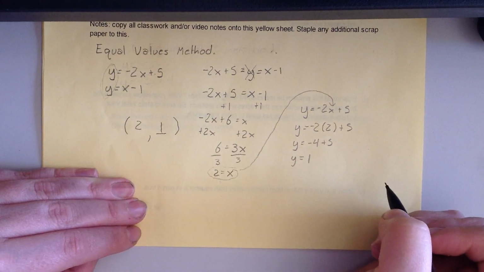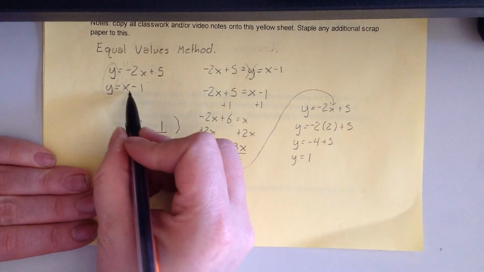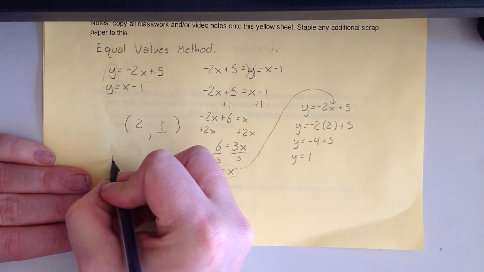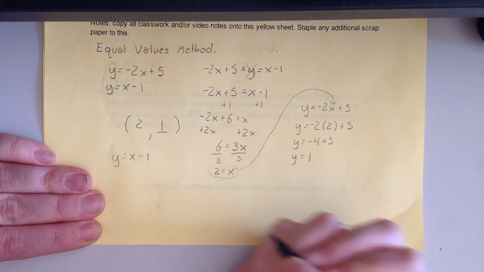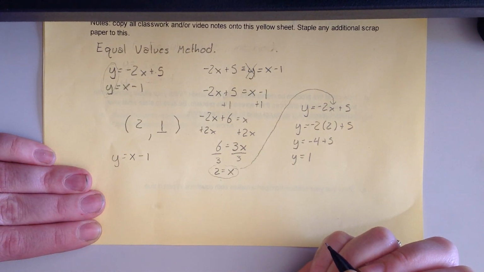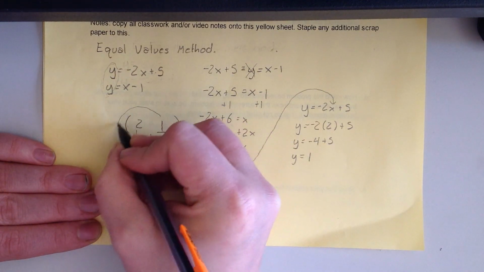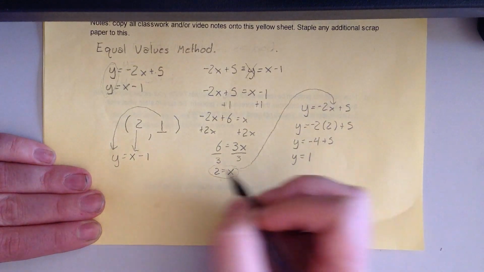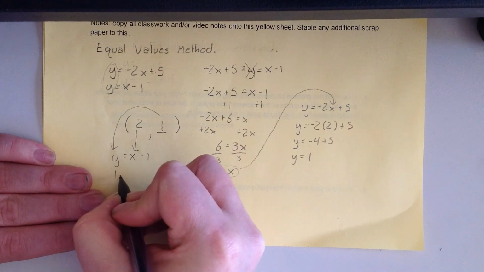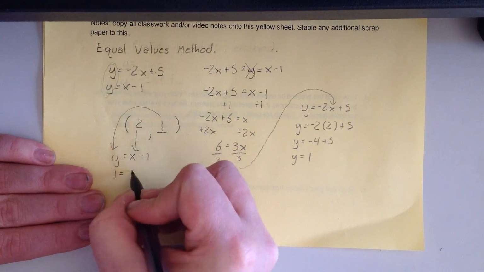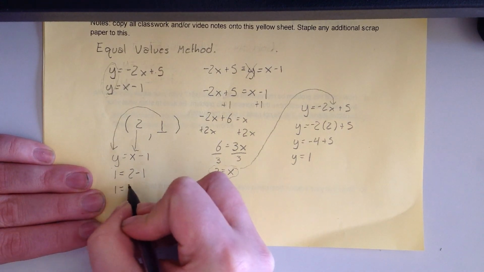But I have to check and make sure that this point fits both of my equations. So I'm going to check by using the other equation. So my other equation said that y equals x minus 1. And so if I were to substitute my x in for my x and my y in for my y, I should get equal values on both sides of my equation. So I should be able to get that 1, substituting that 1 in, equals 2, substituting that 2 in, minus 1. When I simplify, 1 does equal 1.